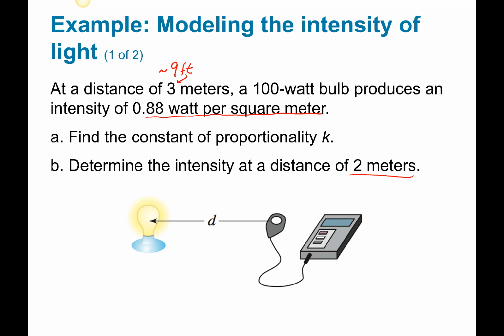Originally, we were at 3 meters, right? Is 2 meters closer or further away? Closer, and as you get closer, should the light intensity become brighter? Yeah, you're getting more of the light. So it should be more than this 0.88. How much more? Well, we're not sure just yet, but we know it's going to be bigger than 0.88.